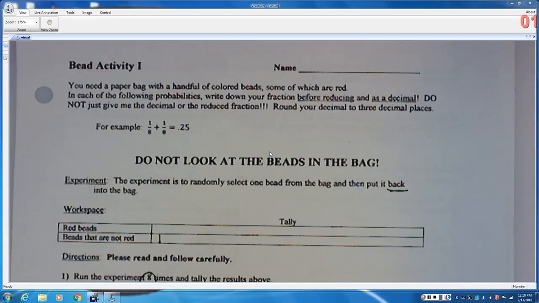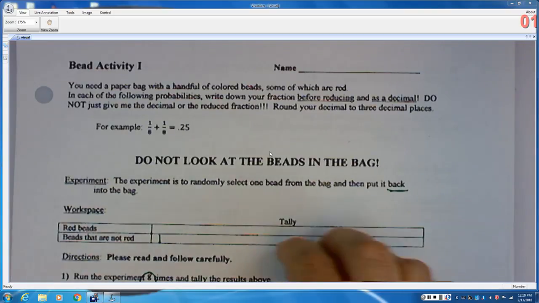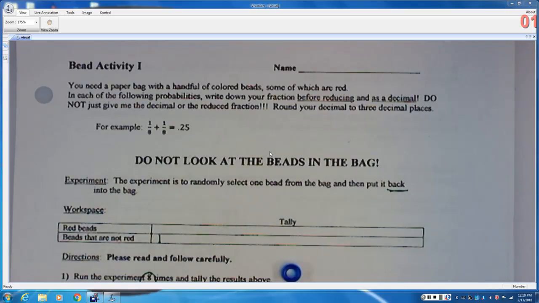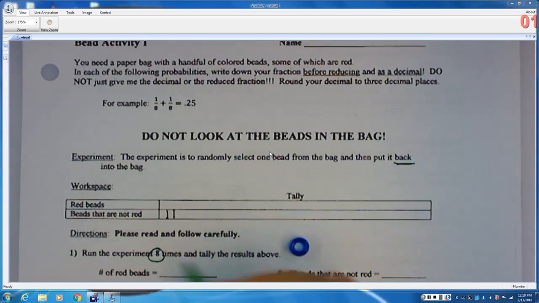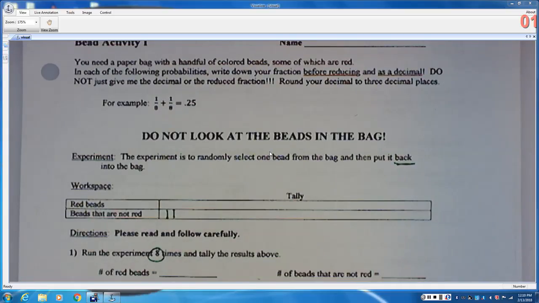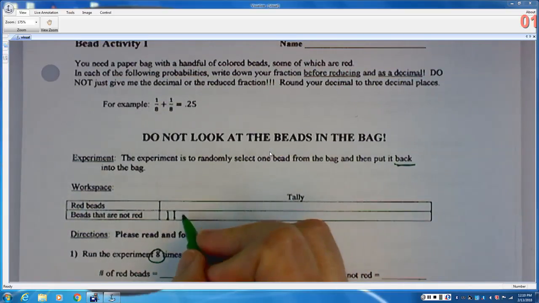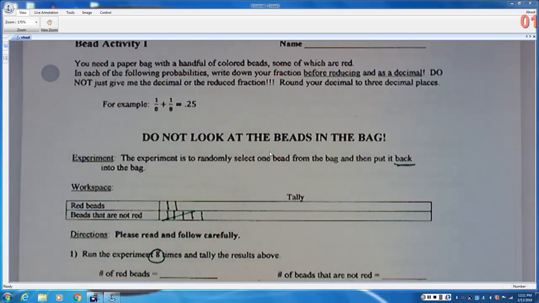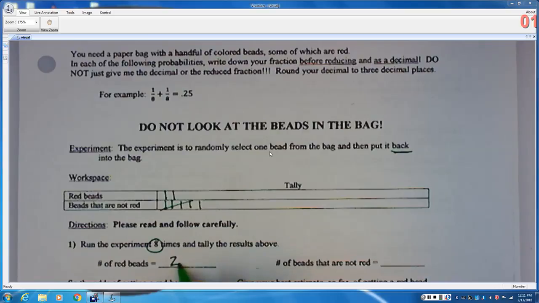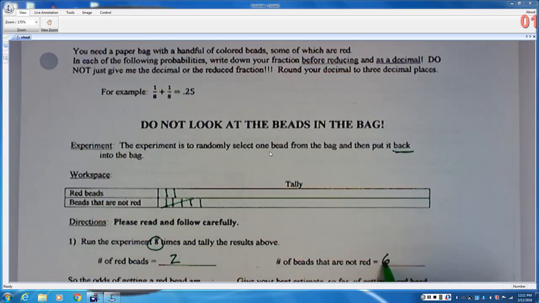Mix it up, reach in, take another bead. And that is another one that is not red. Okay, that was blue. So you do that 8 times, and put the bead back. Suppose I got 2 red beads and 6 that were not red.